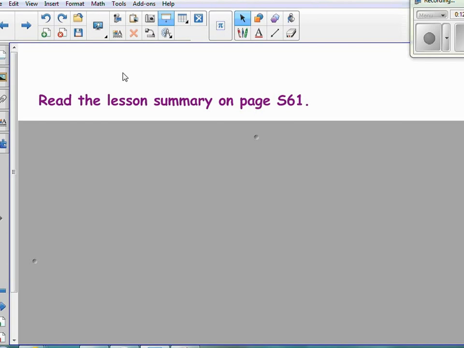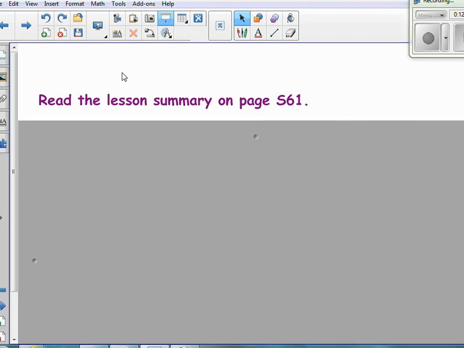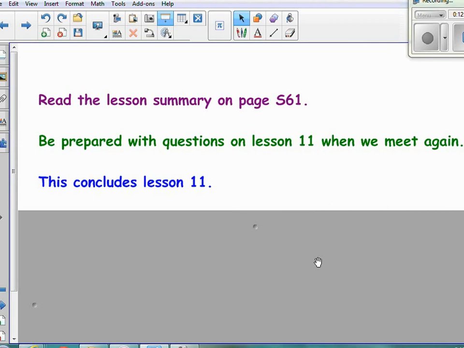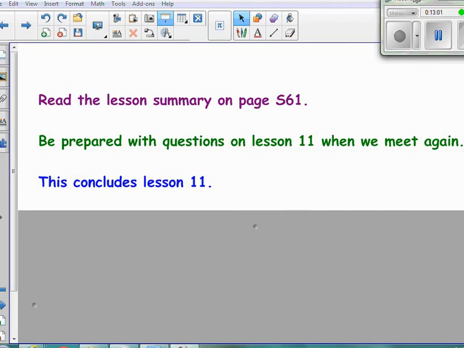So now we have a summary for the lesson. We now have a definition of congruence. We now have a new notation for congruence. It's the equal sign with the squiggly line on top of the equal sign. And you know that the properties that apply to the individual basic rigid motions also apply to congruences. So please be prepared with questions on lesson 11 when we meet again. This concludes lesson 11.